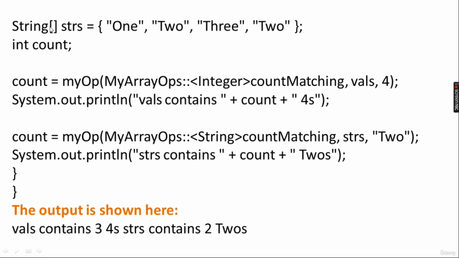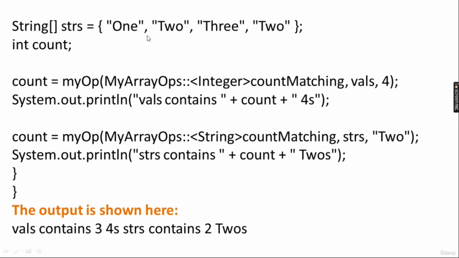Next, the second array is a string array. Why are we using it as generic? We can use any type of primitive type here. We can pass float, double, boolean, etc.